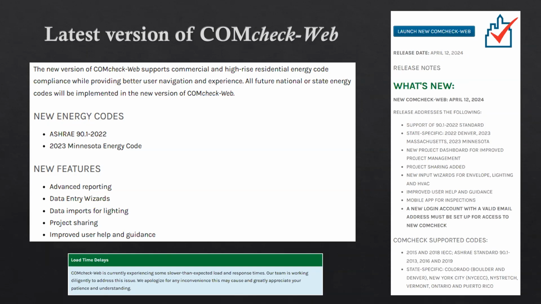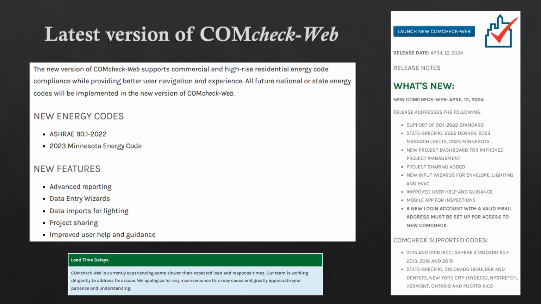New wizards are on here for envelope and lighting. It's really a lot more intuitive than the older version. There's now a mobile app for inspections that actually has the checklists in there. So you can open that on your phone, on an iPad or any other tablet that you have. You can do that from the field and use that as your checklists.